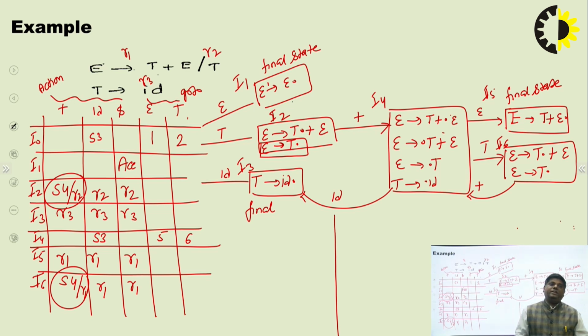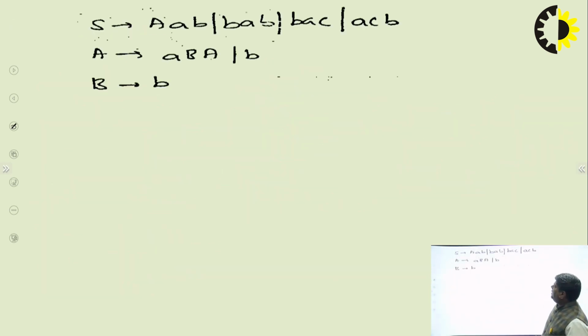Any LR0 grammar can have two kinds of problems: the shift reduce problem, and the reduce reduce problem. So this grammar is not an LR0 grammar because on the plus operation shift reduce problems occur. Okay, for a better understanding, we need another example.